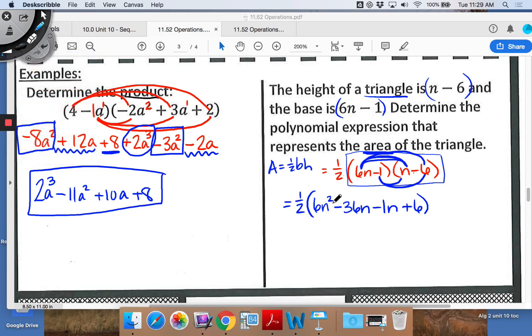Now I'm going to combine like terms in here real fast. So I have 1/2 times 6n squared minus 37n plus 6. Now I'm going to distribute that 1/2 through. So when I multiply everything in here by 1/2, I would get 3n squared minus 18.5n plus 3.